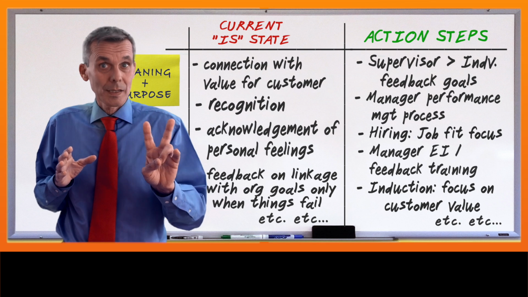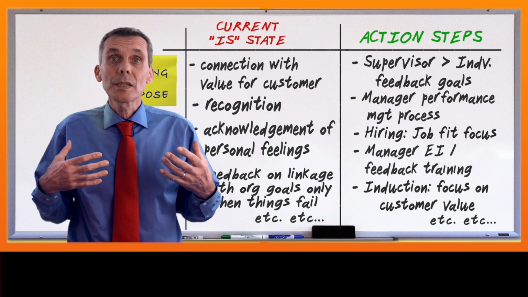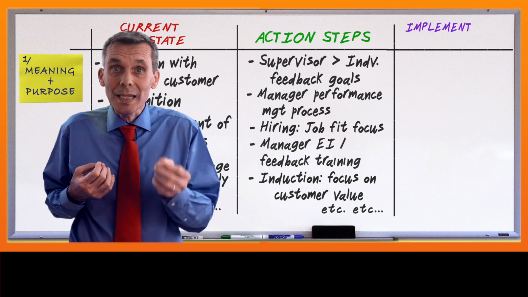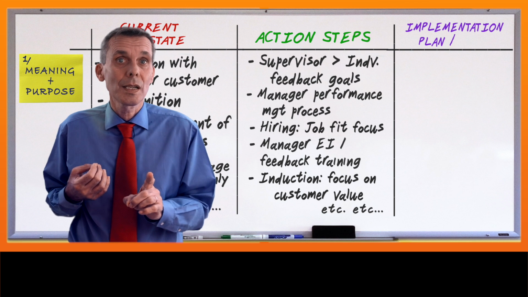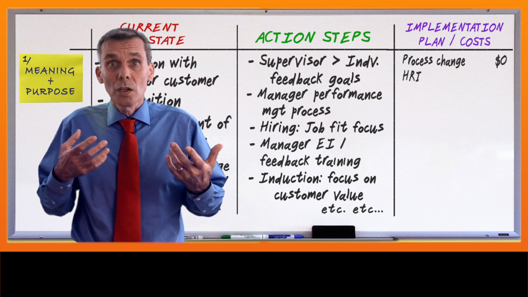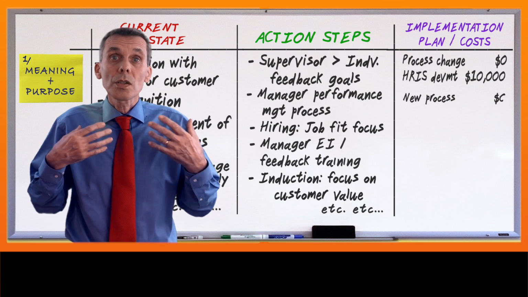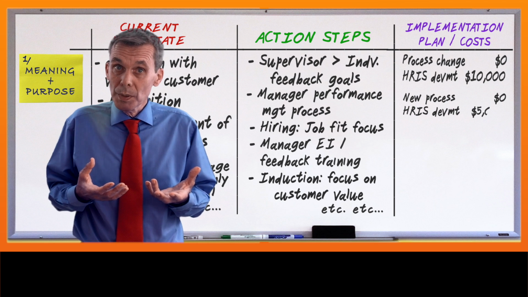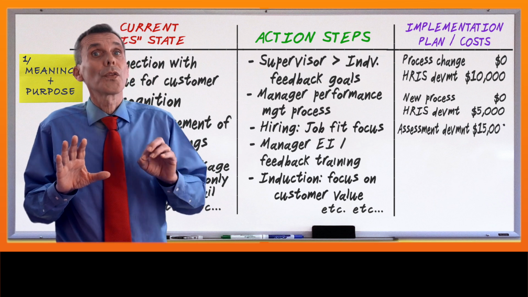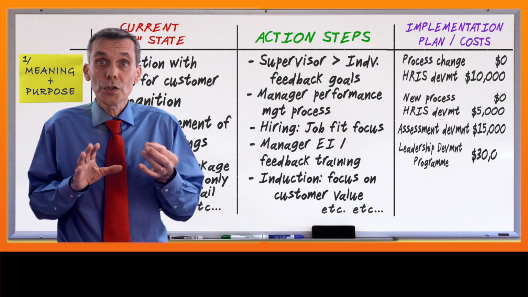Armed with these two lists, your current "is" state and your action list, you now need to add a third column and think through how to best implement each action item in your organisation. Is it a change in process, technology, quality control, or behaviour? Think through what the costs of implementing these changes might be. Much can be achieved without spending any money at all, although you will need to think through what hidden costs your proposed changes might have.